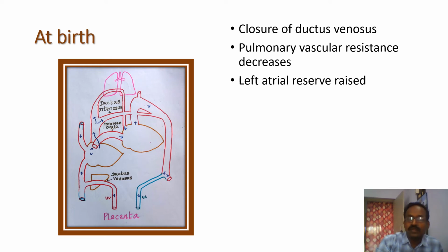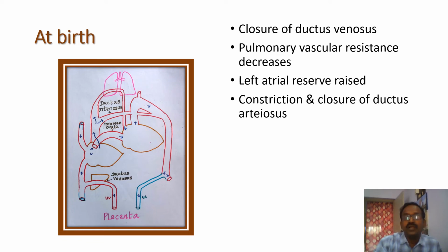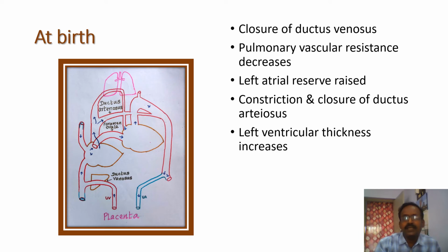Foramen ovale also immediately closes in the interatrial septum, and ductus venosus is constricted immediately, closed within 1 or 2 days. So this also occurs immediately after the birth, and left ventricular thickness increases compared to the right ventricle. So before the birth, the thickness of the left ventricle and right ventricle is equal. After the birth, left ventricular thickness is more than right ventricle.